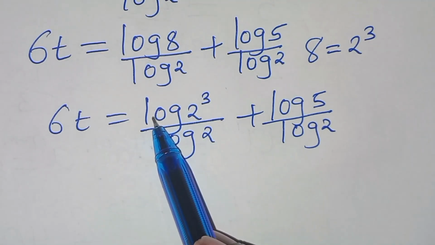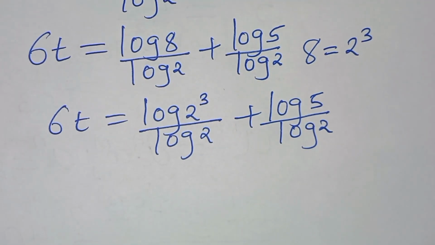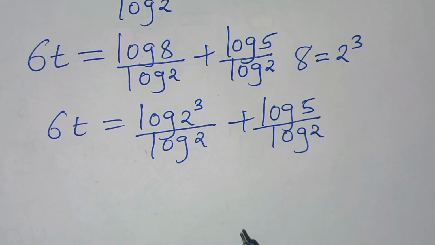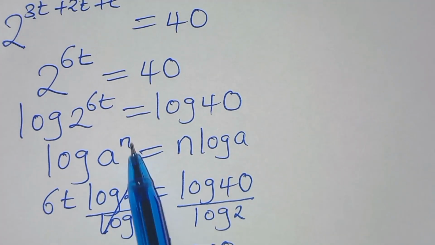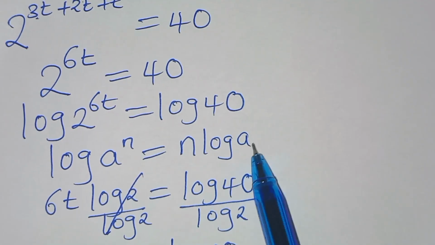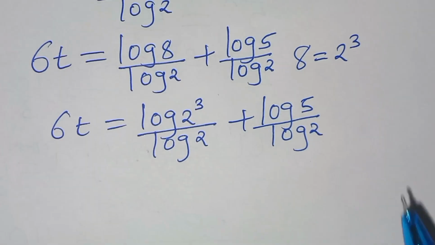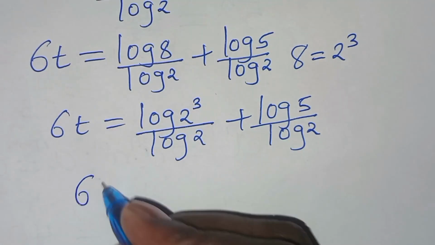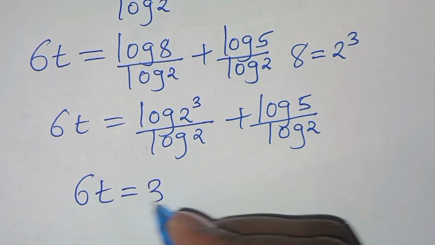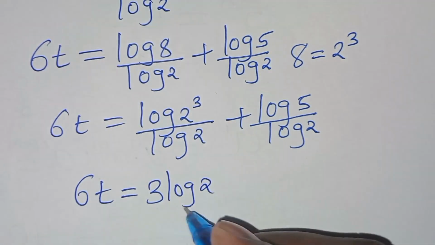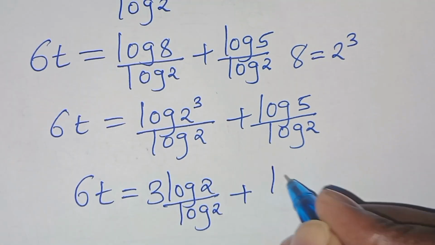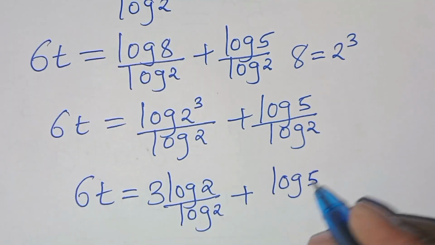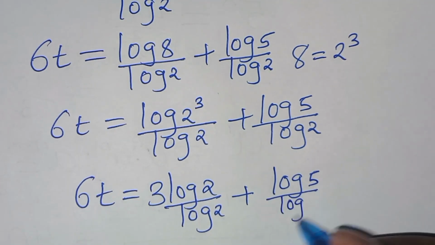So log 2 to the power 3 is in the form of log a to the power n, which we can express as n log a. So applying this property, here we will have 6t equal to 3 log 2 divided by log 2 plus log 5 divided by log 2.